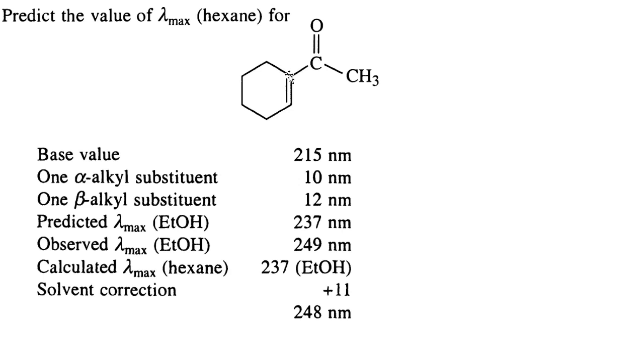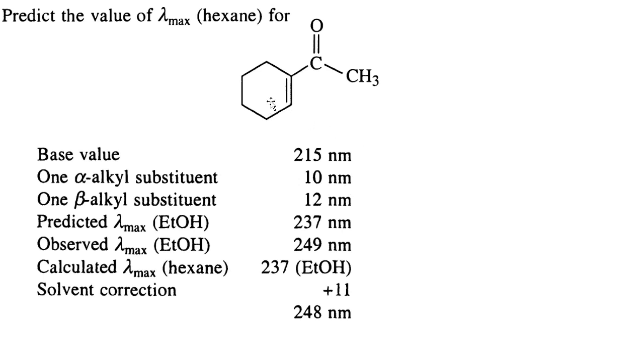You can see this alpha position has a ring residue or an alpha alkyl substituent, and this will contribute 10 nanometer as the increment. That is, one alkyl substituent or one ring residue at the alpha position will contribute 10 nanometer as the increment. See, this position is the beta position.